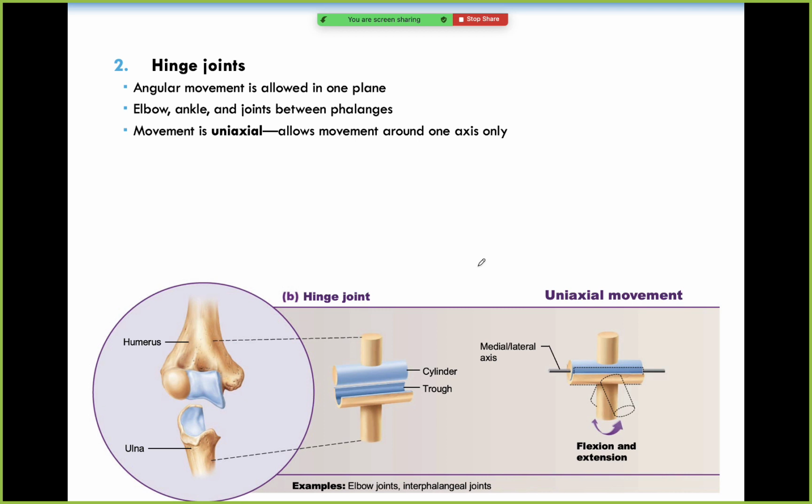The second type of synovial joint is a hinge joint. Hinge joints are going to be in the elbow, ankle, and joints between the phalanges, so your fingers. Hinge joints move in a single angle in a single plane, so we call them uniaxial. If you notice here, you have the ulna with the trochlear notch around the trochlea, and they slide back and forth. So mechanically, it looks like a hinge.